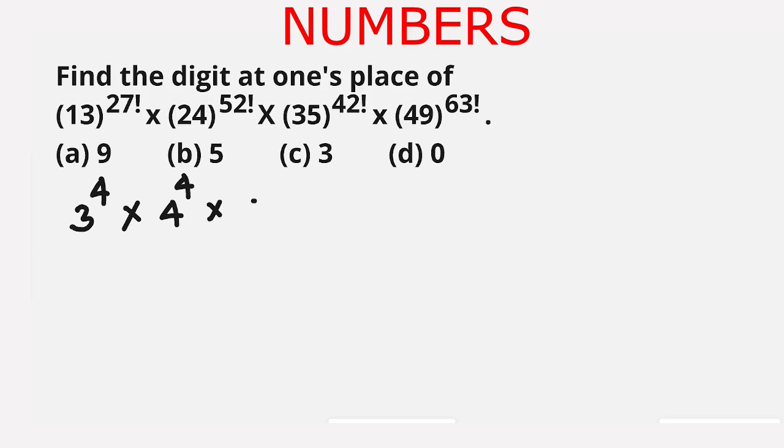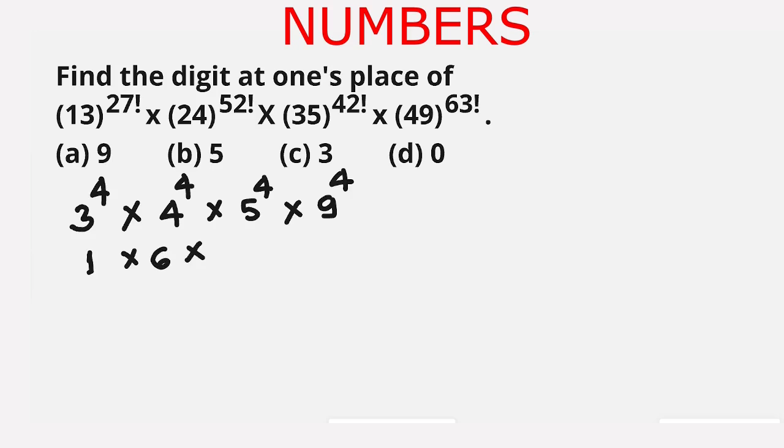And the third number is 35, the ones place digit is 5 and the power of 5 will be 4. Multiplied by 49, the ones place digit will be 9 and the power is 4. Now 3 to the power 4 will give ones place digit 1, as 3 to the power 4 is 81 and the ones place digit is 1 in 81. 4 to the power 4 is 256 and the ones place digit is 6 in 256.